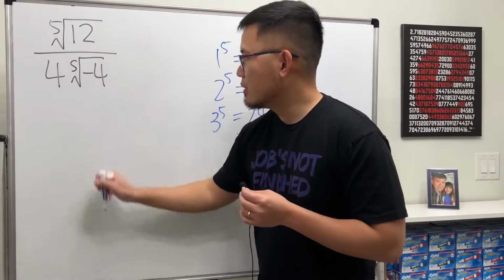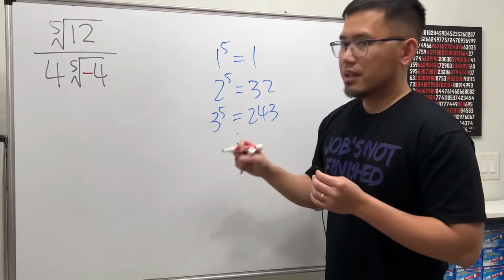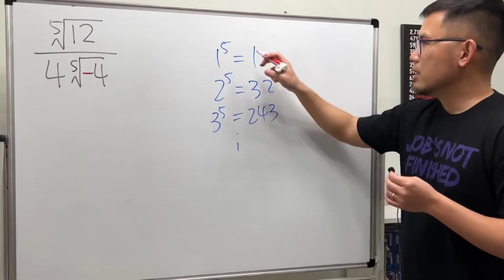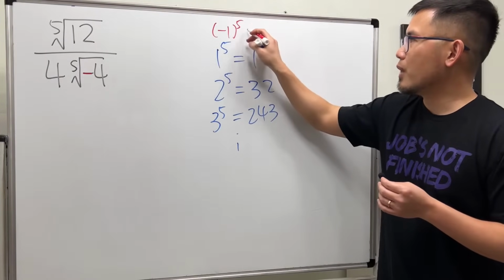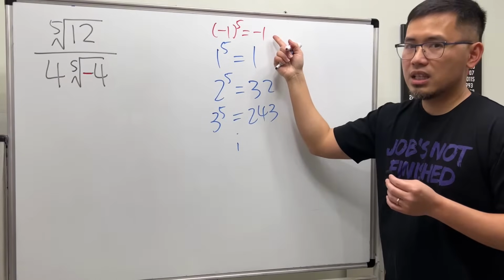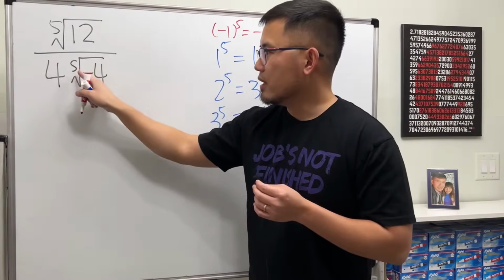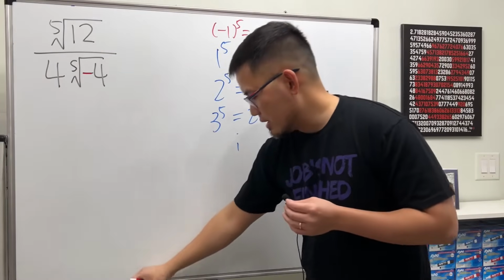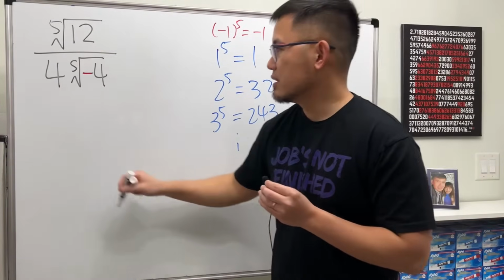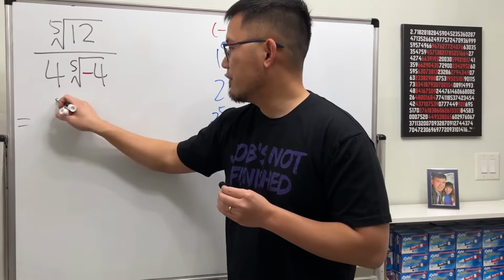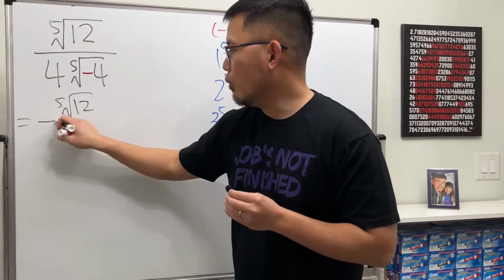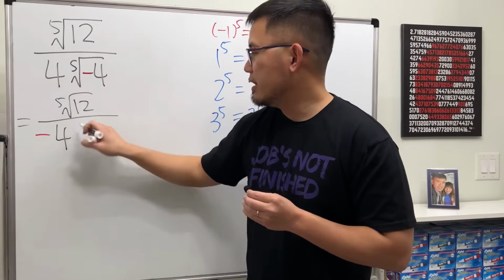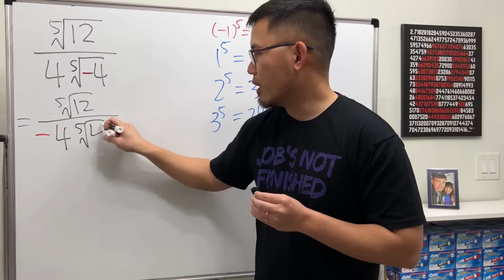Let's come back here. We do have a negative. Here's the thing. When we have an odd power here, if we have negative 1 to the 5th power, that will also give us a negative result. So when we have a 5th root and then inside is negative, you can put a negative on the outside. So maybe let's take care of that first. We get the 5th root of 12 on the top, over, put the negative out, and then we have this 4 here, and then the 5th root of 4.